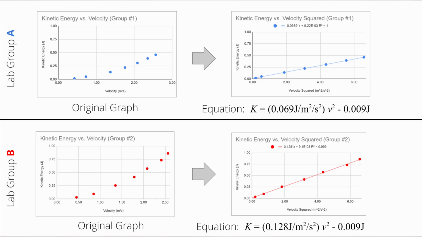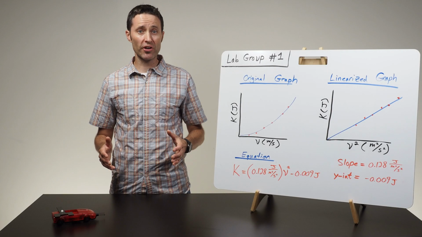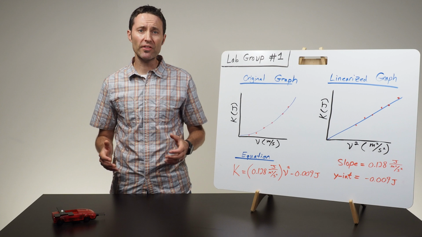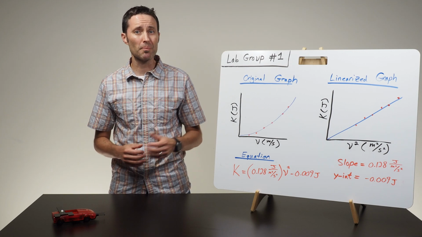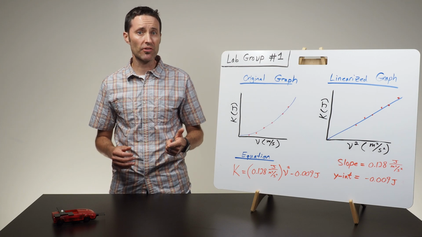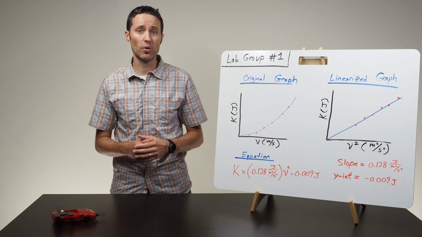The lab groups who used larger mass cars will have a higher slope value than groups who did not add mass to their car. This will be helpful when students discuss the meaning of the slope. Once the similarities and differences are identified, the rest of the conclusion discussion should focus on the meaning of the slope and the significance of the y-intercept from the linearized graph and equation.